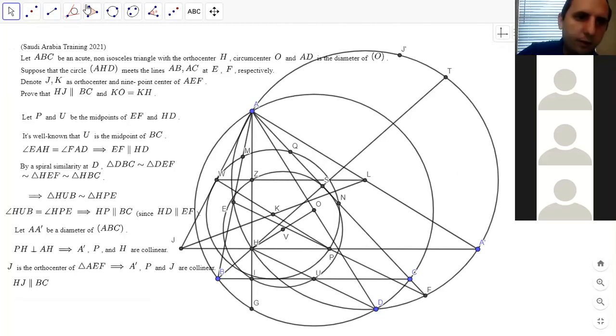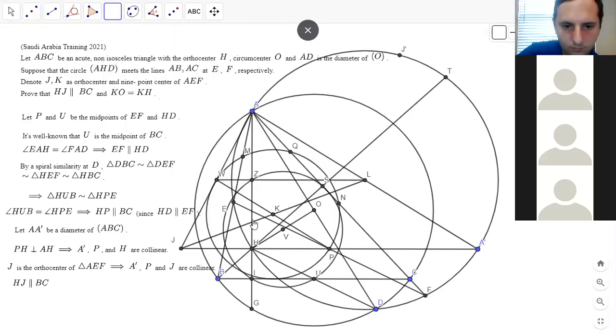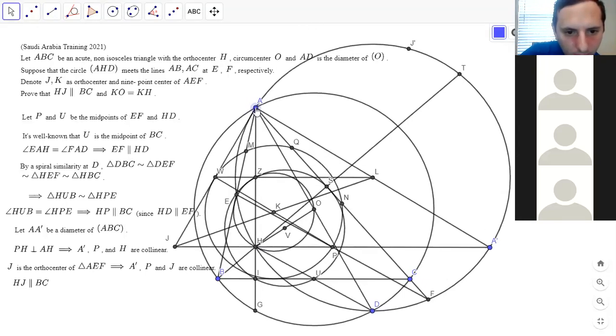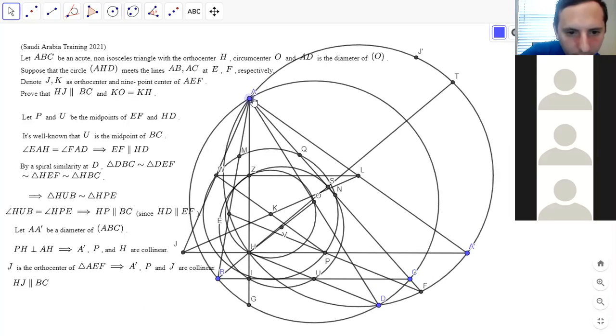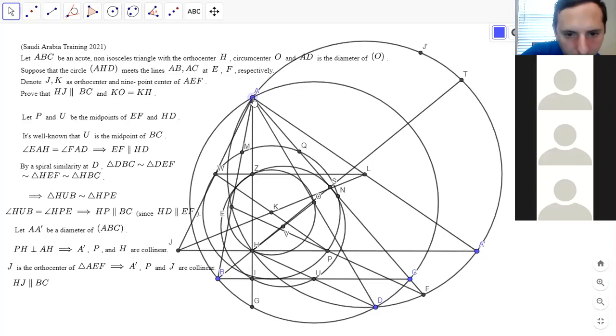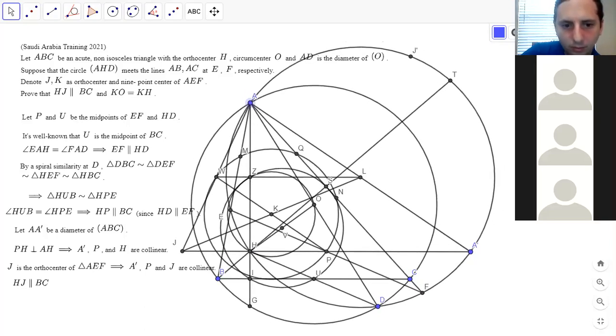So I wonder, is K the circumcenter of ZEHO? Yeah, I doubt that too. But E doesn't lie on it, so it would just be Z, O, and H. Yeah, Z, O, and H.